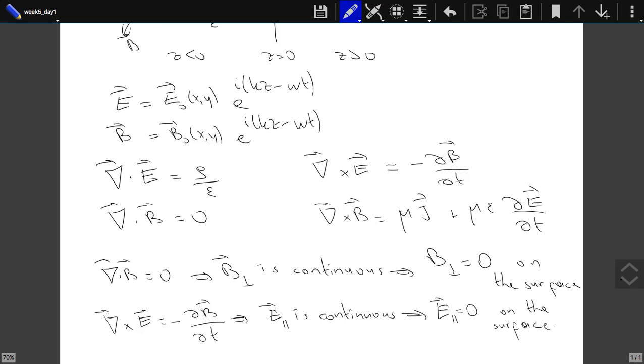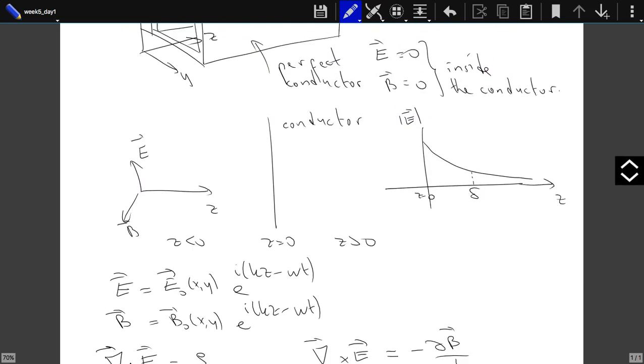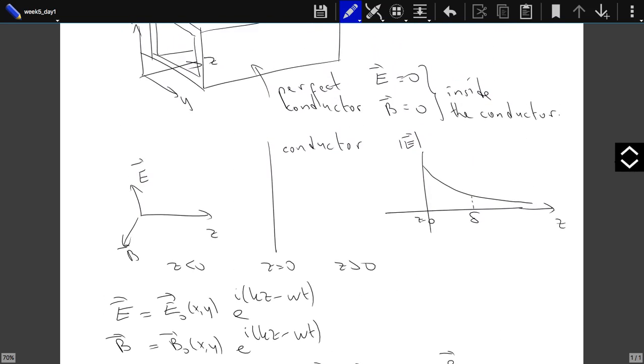You see, do you agree that this equation means that the perpendicular component of B is continuous? Inside my conductor, B is 0. Because inside my conductor, we had seen how the electromagnetic field incident on a conductor behaves inside a conductor.